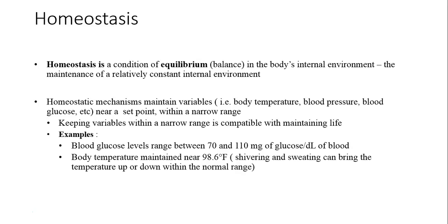Some examples would be blood glucose levels ranging between 70 and 110 milligrams of glucose per deciliter of blood. You can see that there's a range there. As long as the blood glucose levels are within that range, cells in your body are happy. If it gets too low or too high, then your body has to do something about that to bring it back into its range. Body temperature is maintained near 98.6 degrees Fahrenheit. Shivering and sweating can bring the temperature up or down within the normal range.